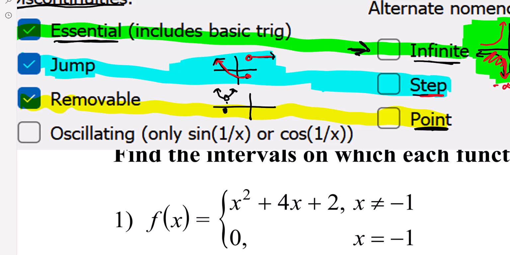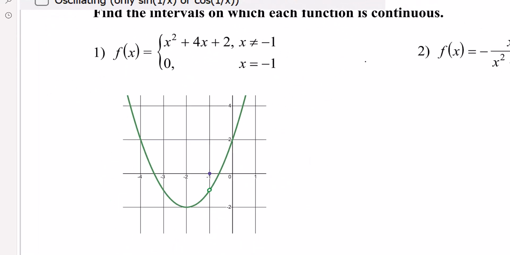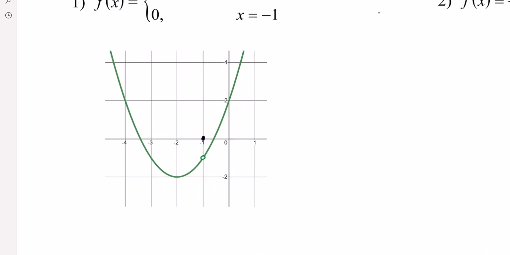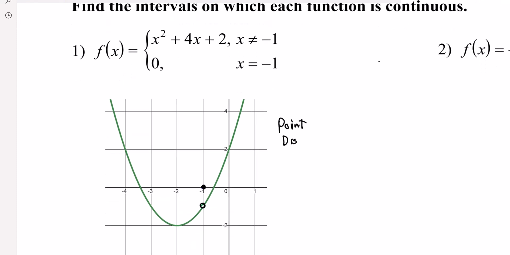So we're going to go over the different types. This first one right here, if you were to graph that in Desmos or in a graphing calculator, notice this is what the graph looks like. There's a hollow dot here, and above that is a point. This would be point or removable discontinuity where x is equal to -1.